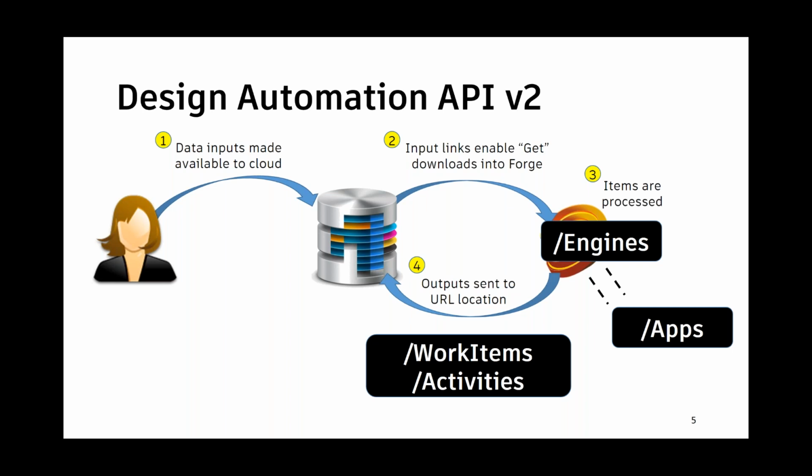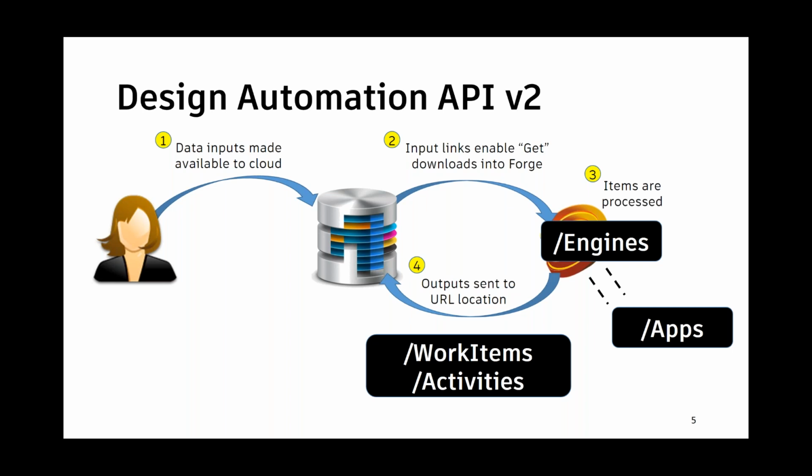Work items and activities are the function calls that are loaded into Design Automation. Work items are what you submit into the engine, and an activity is the sequence of commands that you execute. You create that activity once, and then you can use it as many times as you want. Apps are the plugins or content, such as block libraries, that you'd want to use with your activities. So this is Design Automation as it has existed today.